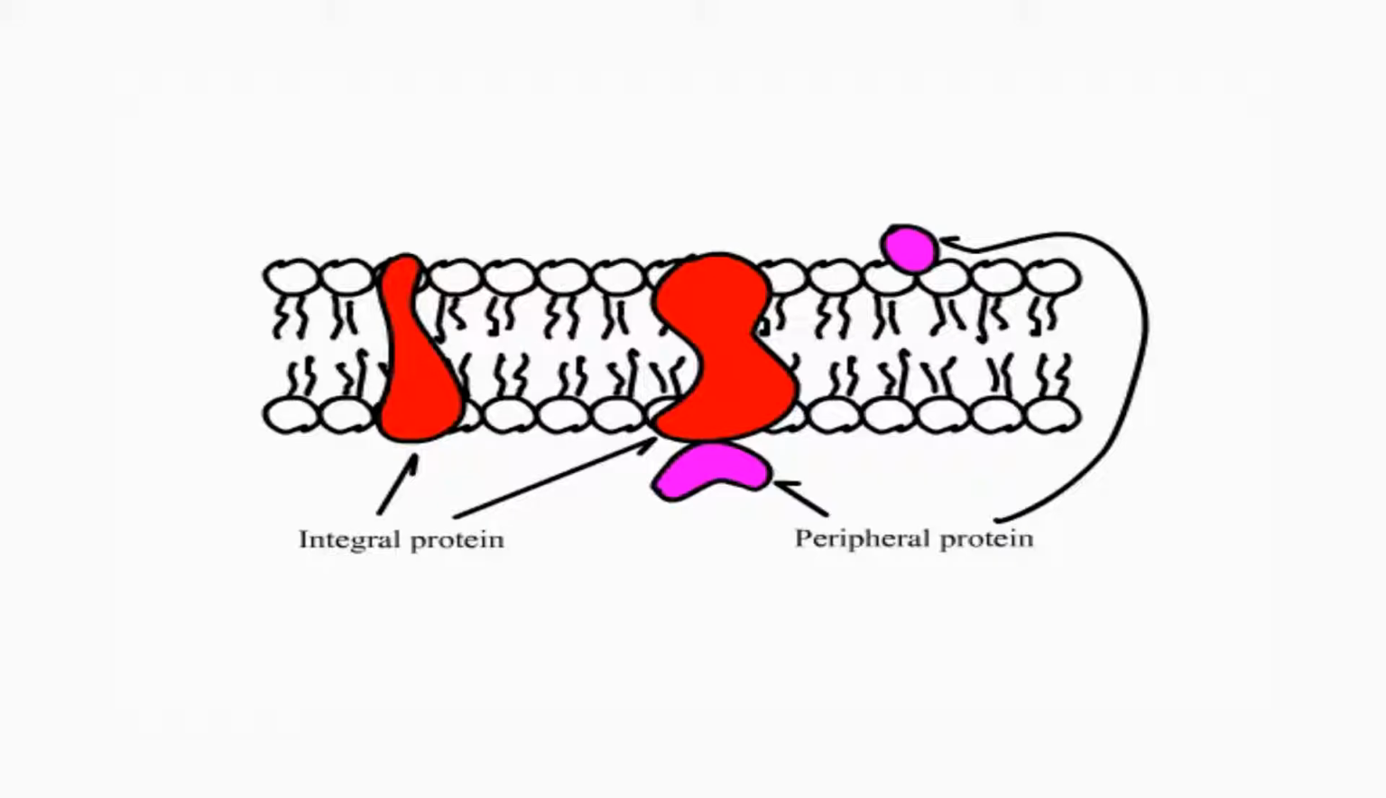Proteins are the second major component of plasma membranes. There are two main categories of membrane proteins, integral and peripheral. Integral proteins are embedded in the phospholipid bilayer and may or may not extend through both layers. Peripheral proteins are on the inner or outer surface of the phospholipid bilayer, but not embedded in its hydrophobic core.